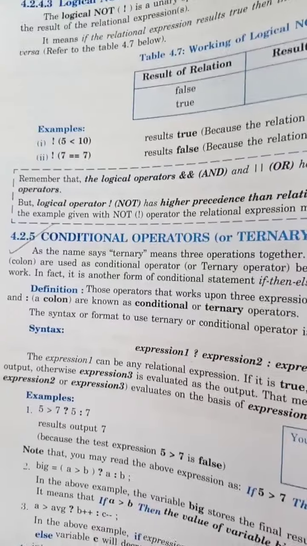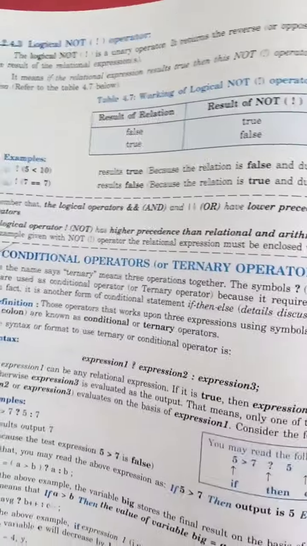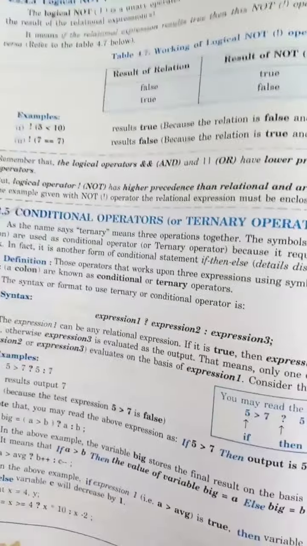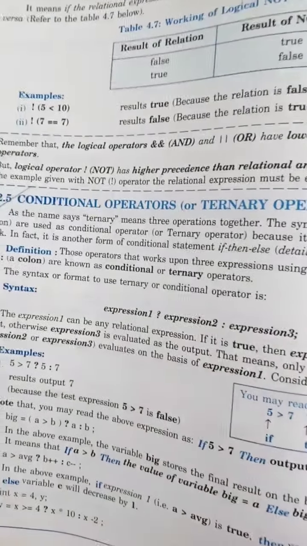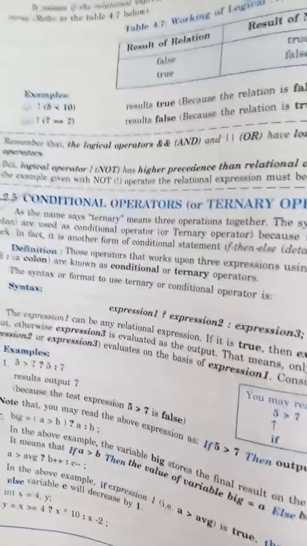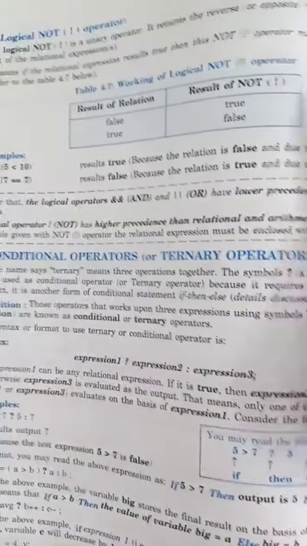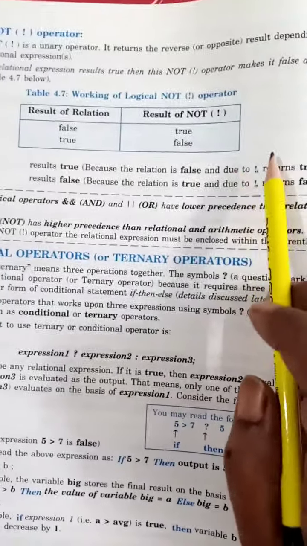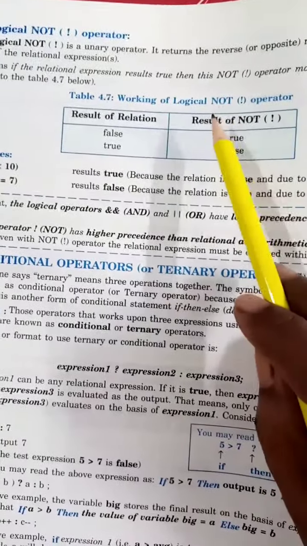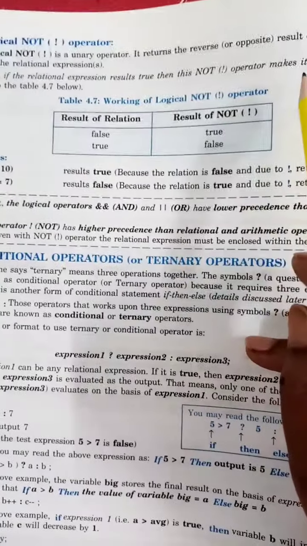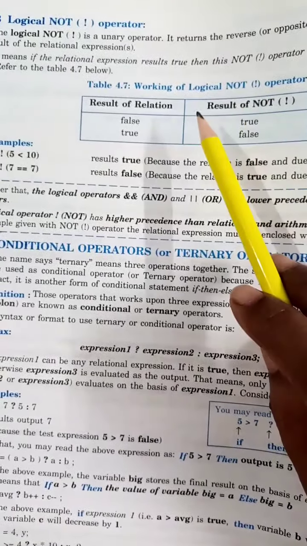Now come to logical not. Logical and and logical or are both binary operators. Remember, they need two values or two conditions for the operation, on the left hand side and the right hand side. But logical not is a unary operator, and it returns the reverse or opposite result depending upon the result of the relational expression.